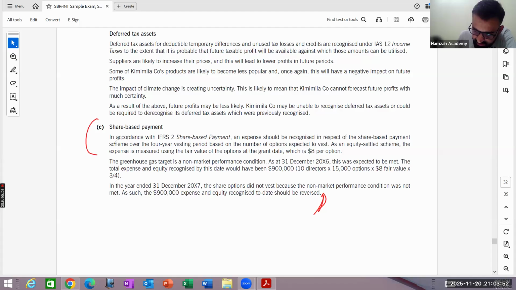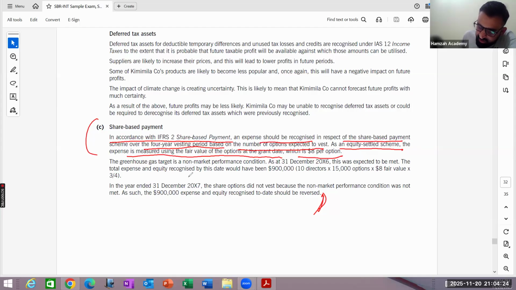So in accordance with IFRS 2 Share-based Payment, an expense should be recognized in respect of the share-based payment scheme over the 4-year vesting period on the number of options expected to vest. As an equity-settled scheme, the expense is measured using the fair value of the option at the grant date, which is $8 per option. The greenhouse gas target is a non-market performance condition. As at December X6, it was expected to be met.